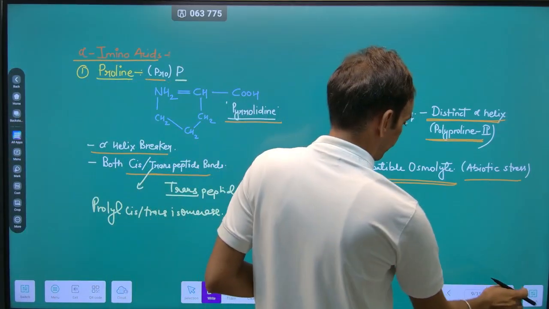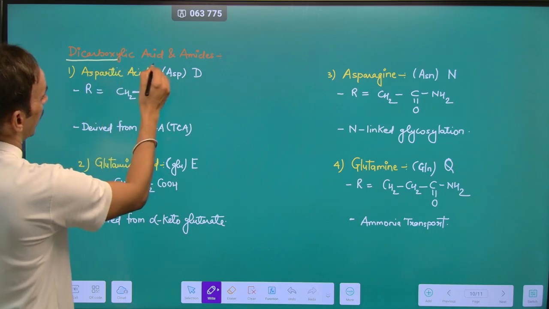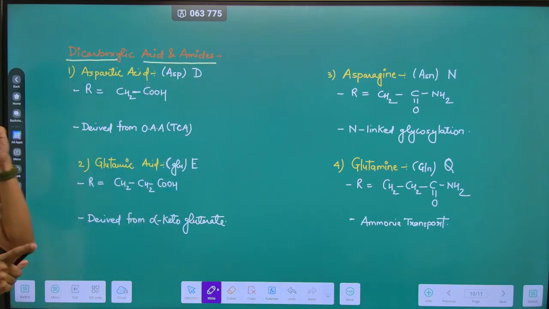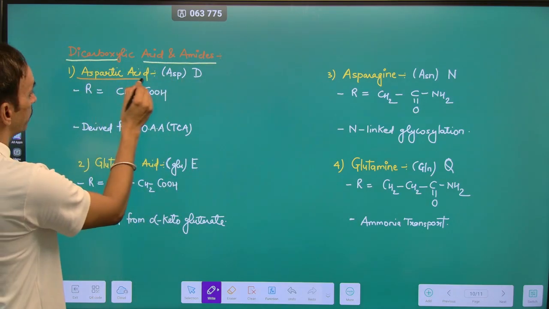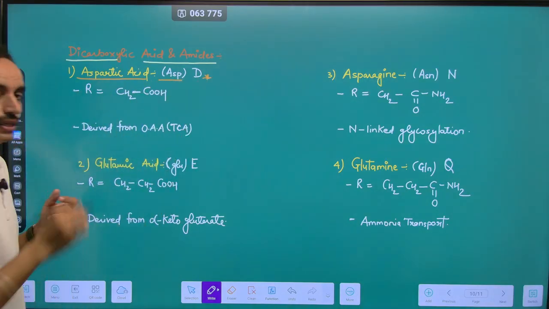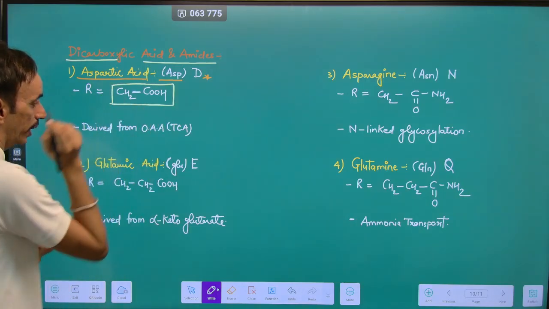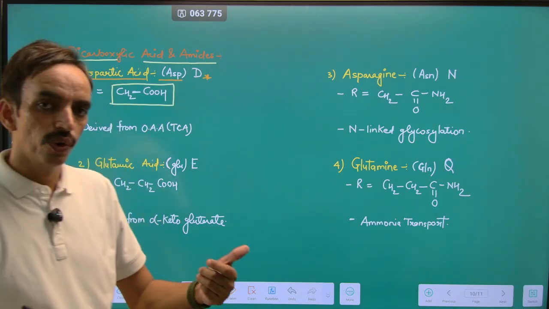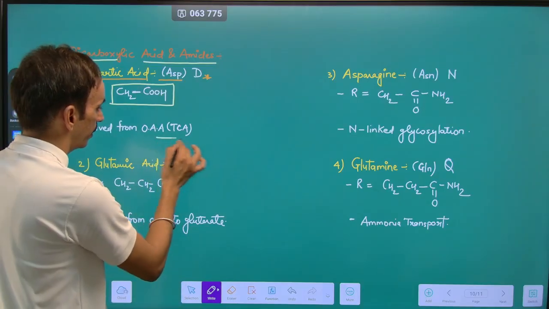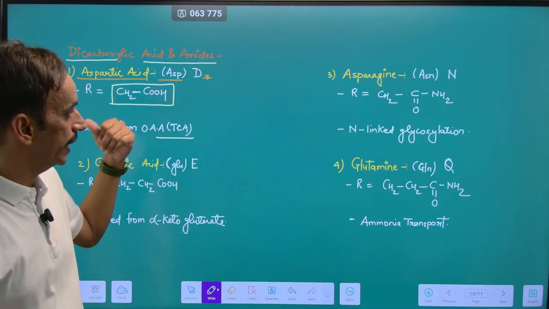Next is the dicarboxylic acids and their amides. First we are taking the example of aspartic acid, abbreviated as ASP, denoted by D, with a side chain having an acidic group, CH2COOH. It is derived from the oxaloacetic acid of the TCA cycle or the Krebs cycle, the tricarboxylic acid cycle.